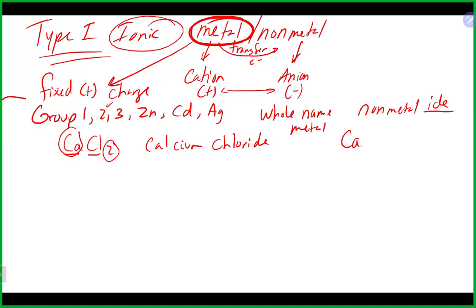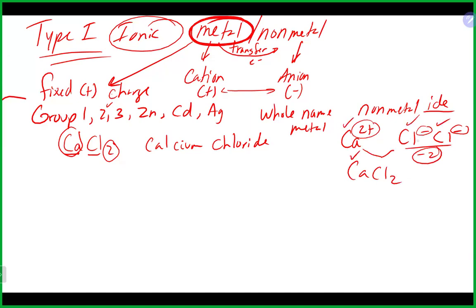That's because calcium is group number 2 and has a +2 charge. Chlorine is group number 7 and has a -1 charge. When we put it together to get to 0, we would need an extra chloride. That's going to give us an overall -2 that balances the +2. And that, again, is how we get to the formula: 1 calcium and 2 chlorides.